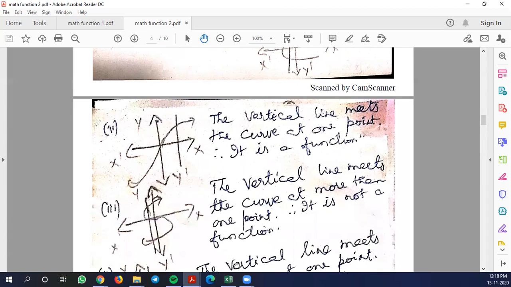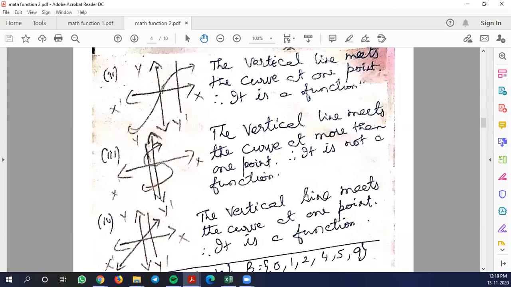Then third sum, here the graph. And I am drawing the vertical line. Here this vertical line meets the curve at one point, and this one more point, and this one more point. So this vertical line meets the curve at more than one point. Therefore, it is not a function. If the vertical line meets the curve at only one point, it's a function. Otherwise, it's not a function.